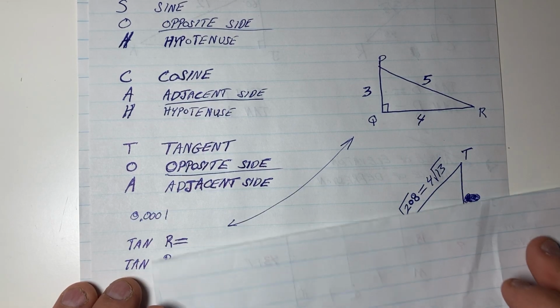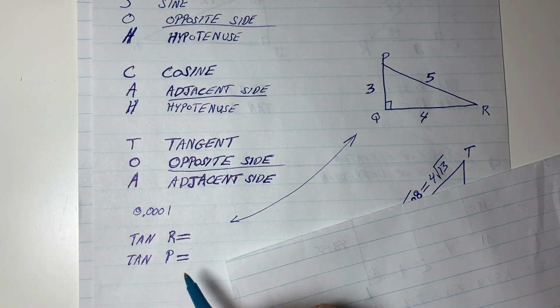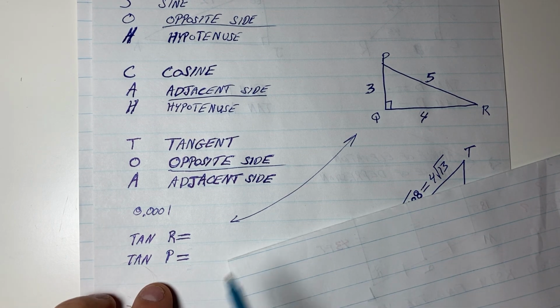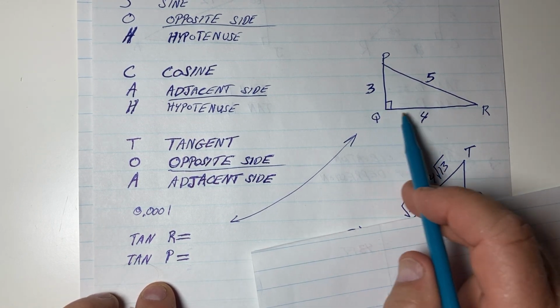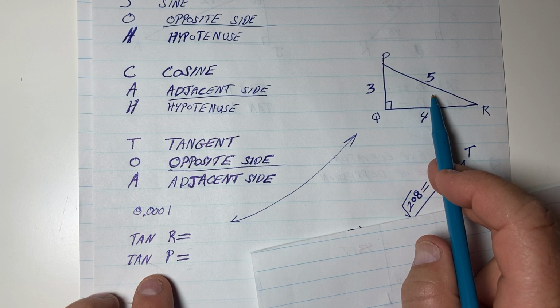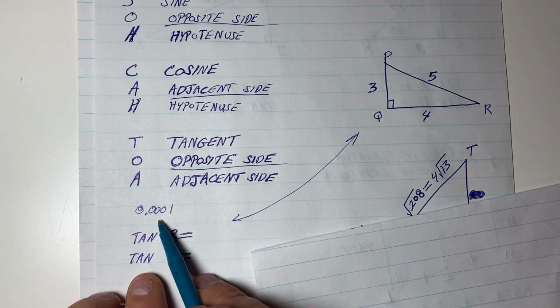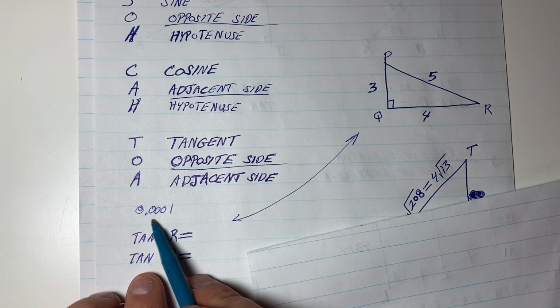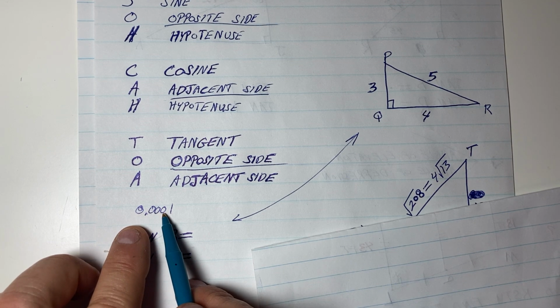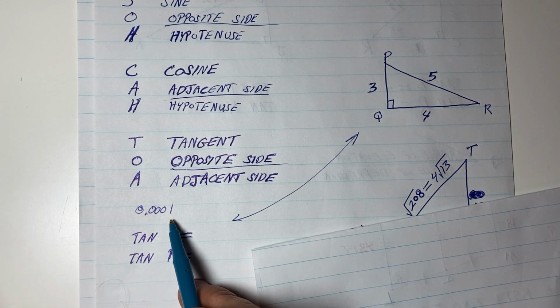Okay. So in today's assignment, you'll be asked to take a right triangle. You have some sides, and you have to write it as a fraction and write it as a decimal to 4 decimal places. So 1, 2, 3, 4. There's 4 places past the decimal.